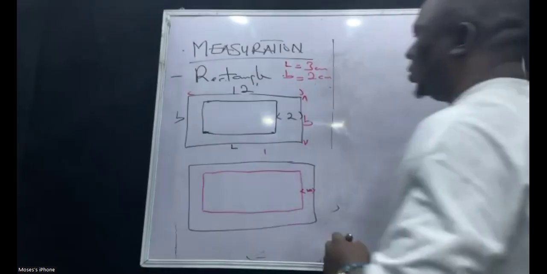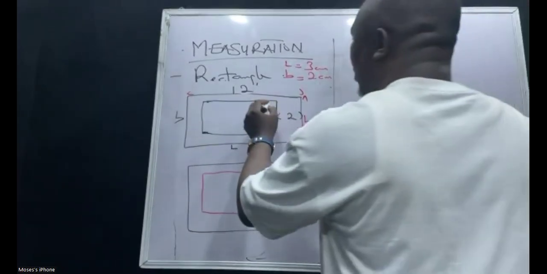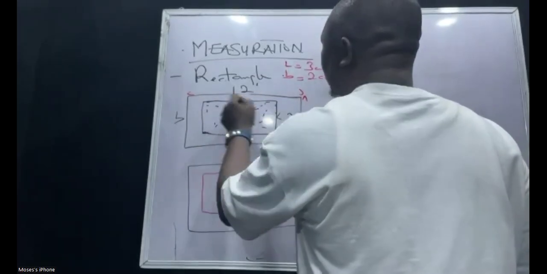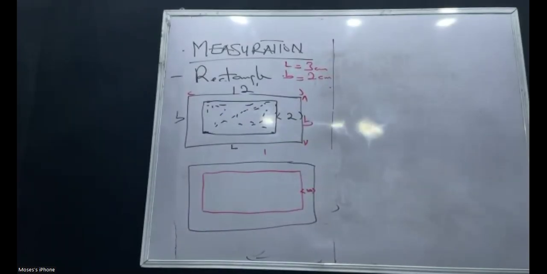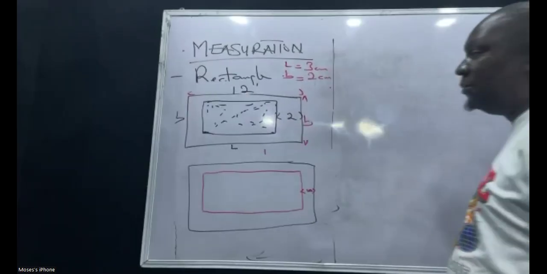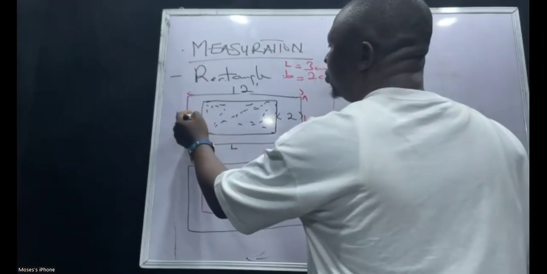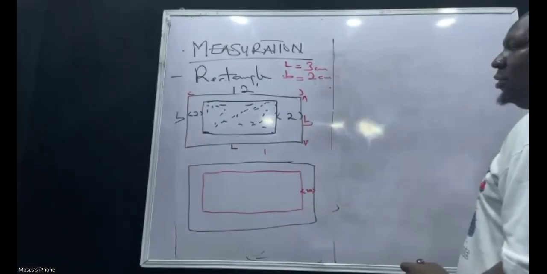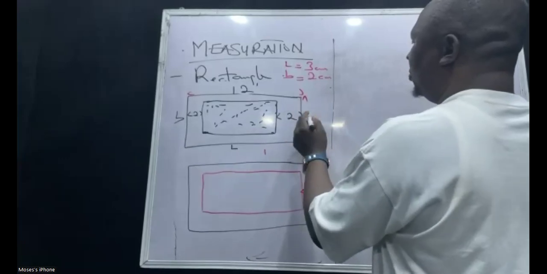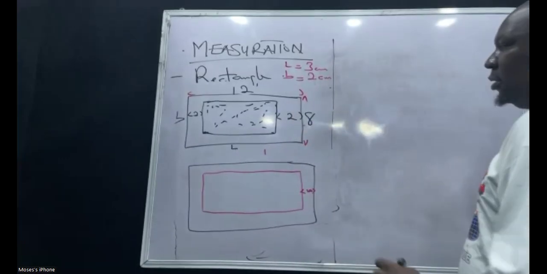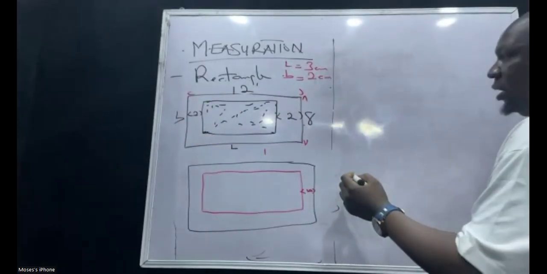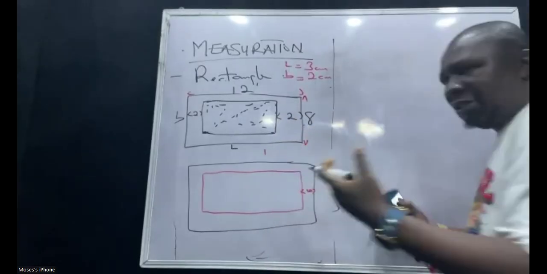You're now told to look for the area of this portion. Now, how can you get the length of this? What we do is very simple. Since this space is 2, this space will be 2. Now you're given the breadth to be 8. That is for this external rectangle.